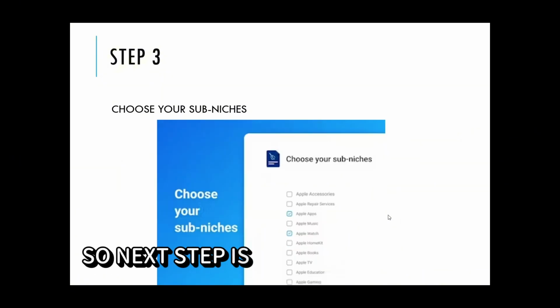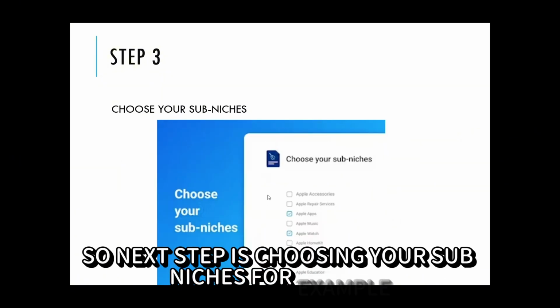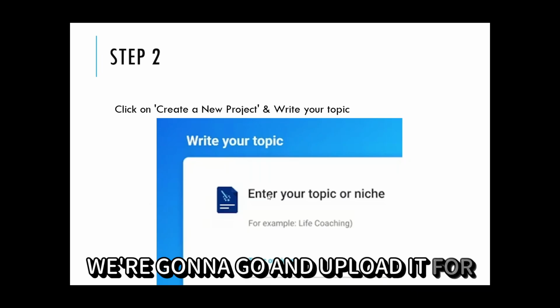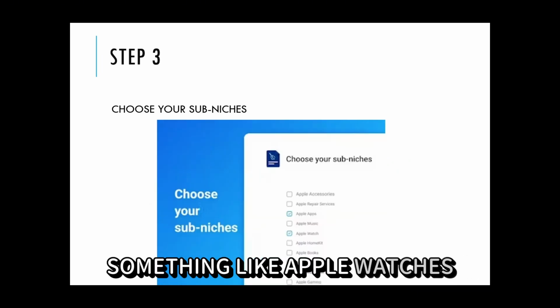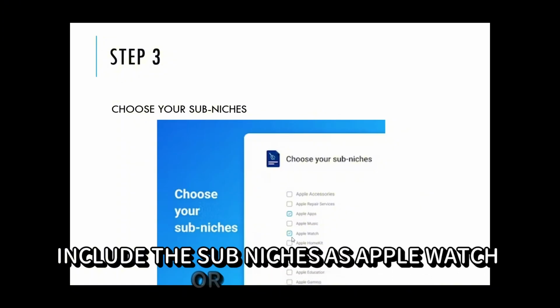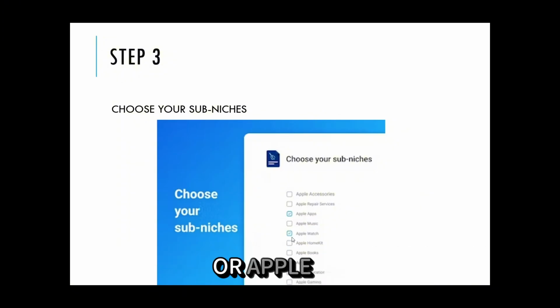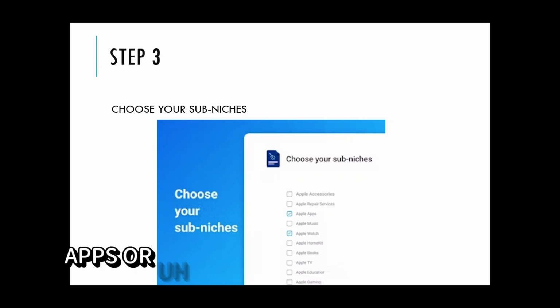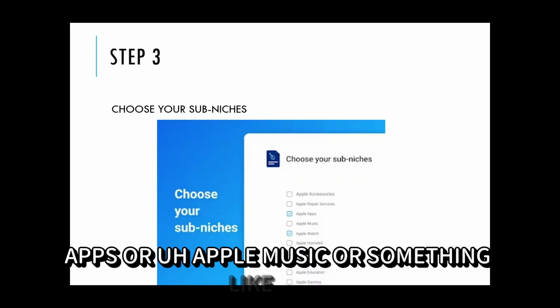So next step is choosing your sub niches. For example, if we're gonna go and upload it for something like Apple Watches, then we're gonna include the sub niches as Apple Watch or Apple apps or Apple Music or something like that.